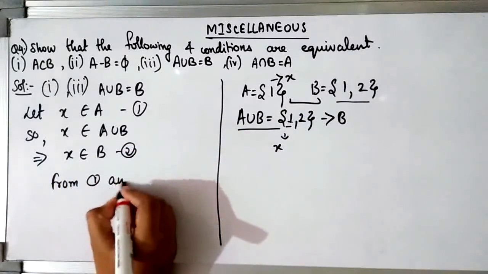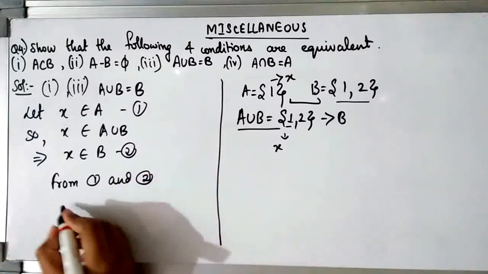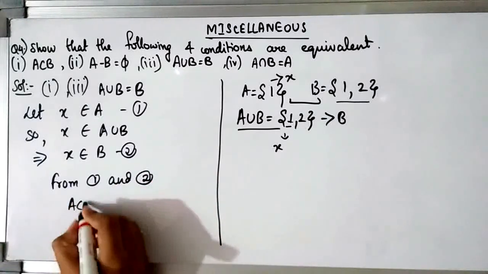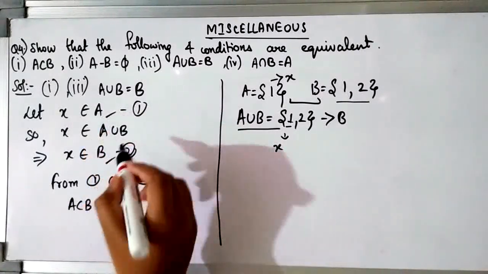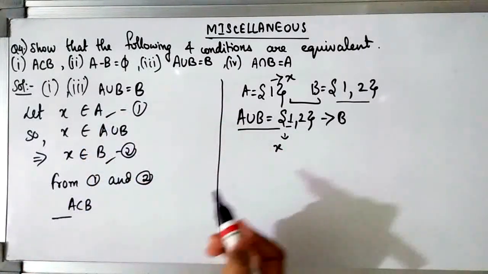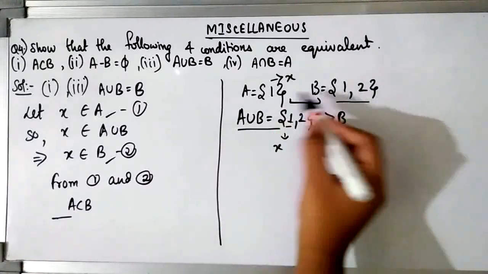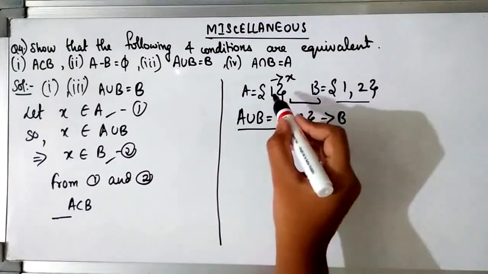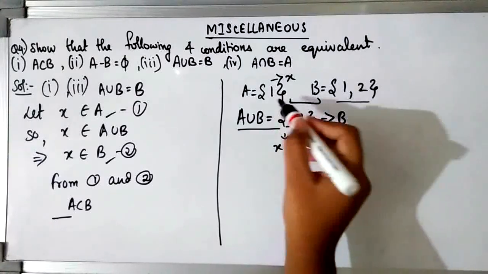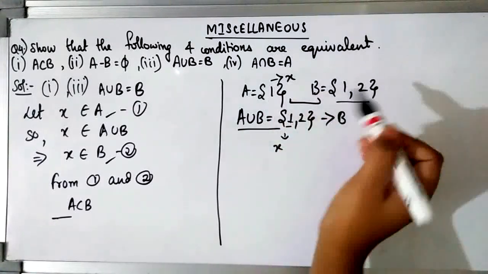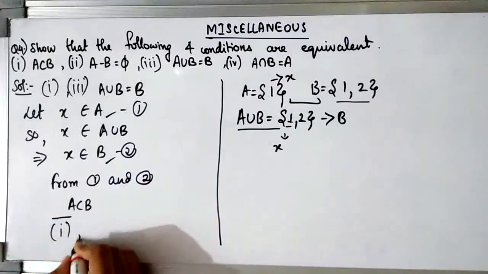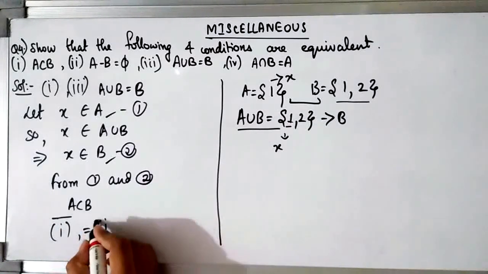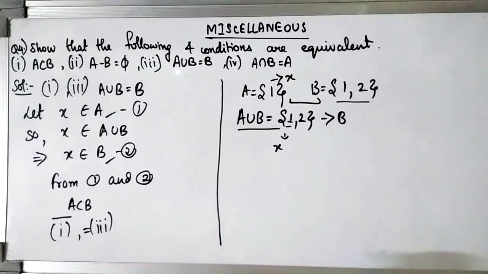Now from 1 and 2 we can say that A is a subset of B, because whenever x belongs to A and x belongs to B, we can write A subset of B. Now if you check A and B, you can say that A is a subset of B because A contains one element, that is 1 itself, and you can call A a part of set B. So A is a subset of B. So with this we proved that the first and the third conditions are equivalent.